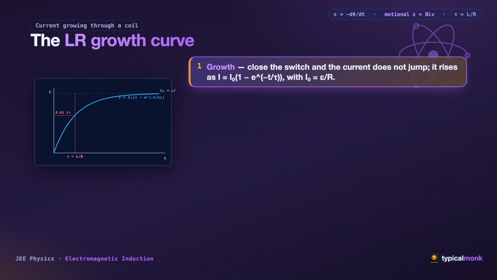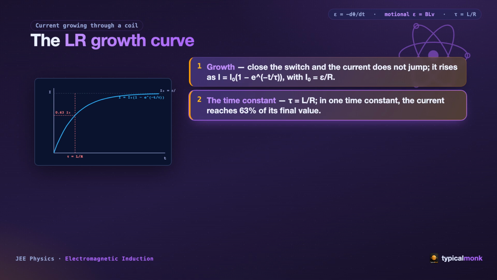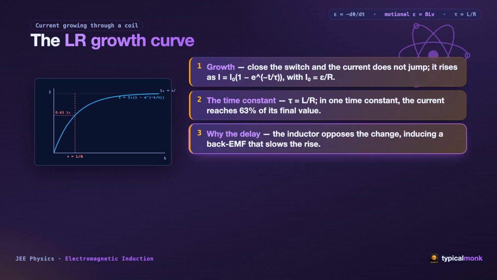Now the picture of current building up in a coil, the LR growth curve. The growth. Close a switch, and the current does not leap to its maximum. It rises smoothly as I equals I naught times bracket 1 minus e to the minus t over tau, where I naught is the EMF over R. The time constant, tau equals L over R, and in exactly one time constant, the current reaches 63% of its final value. While the delay, the inductor resists the change, inducing a back EMF that opposes the rising current and slows it down.